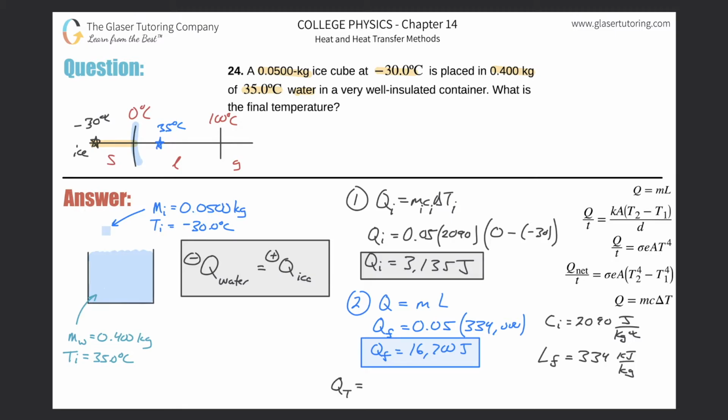So add the 3,135 to that 16,700, and now we get 19,835. So this represents the amount of energy that it will take to get from ice at negative 30 degrees Celsius all the way to liquid water at 0 degrees Celsius. Okay? So this value basically represents ice going to liquid. Okay, solid going to liquid. Let's put that on up there.